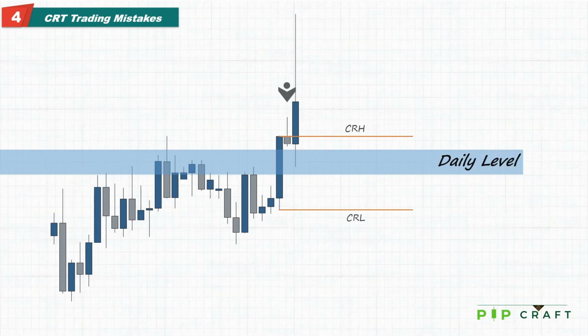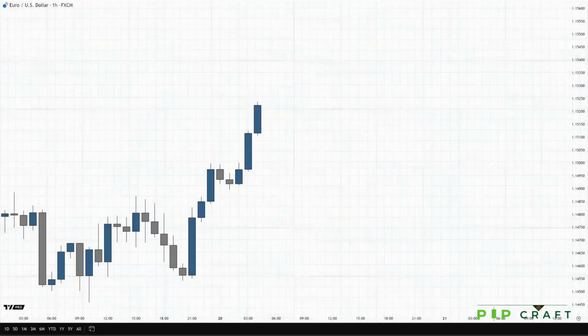Always check the bigger picture. Avoiding these simple mistakes will help you get much more reliable results with CRT. Now, in the next part, let's look at some real chart examples and see how we approach different market scenarios.